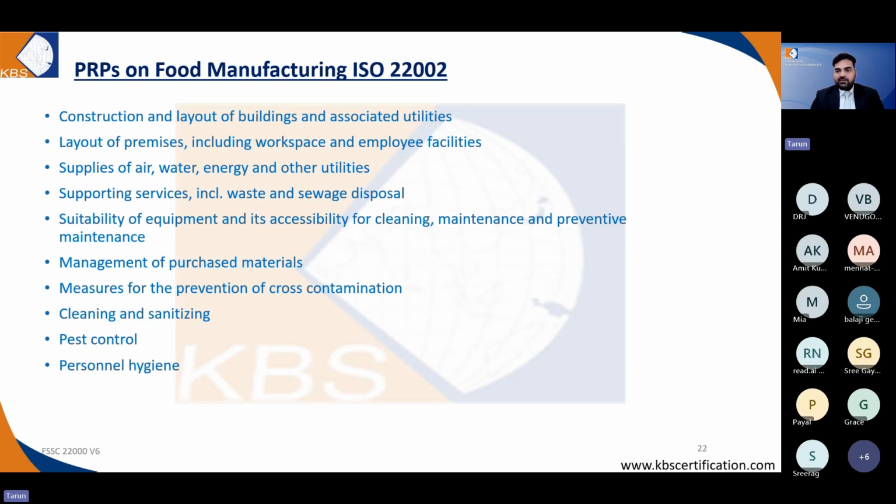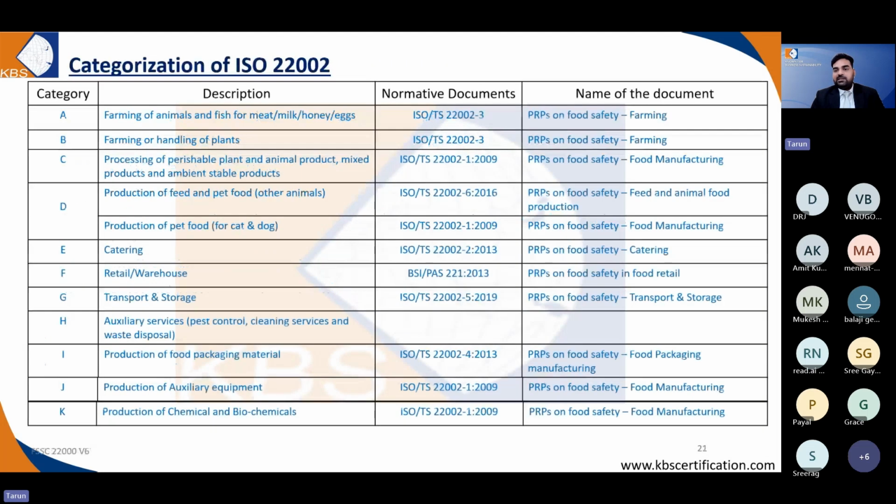Cleaning and sanitizing. When you are cleaning and sanitizing your organization related processes and all, that is considered as a PRP. Pest control, and hygiene. Personal hygiene means the persons who are working there must follow the hygienic practice. These are the common PRPs which are listed under these.